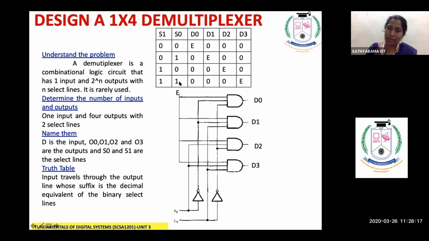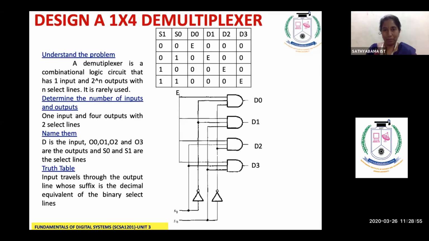So how to draw it as a circuit? Same logic, 1, 1. If S1 is 1, you should call it as S1. And S0 is 1, you should call it as S0 dot S1. Let us check. We were talking about D3, right? If E should come out of D3, then we said S1 should be connected, S0 should be connected. Check whether I am right. See here, S1 is connected. Here S0 is connected. Similar to that of multiplexer.